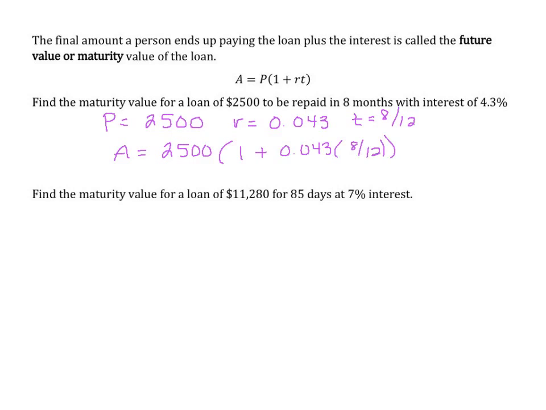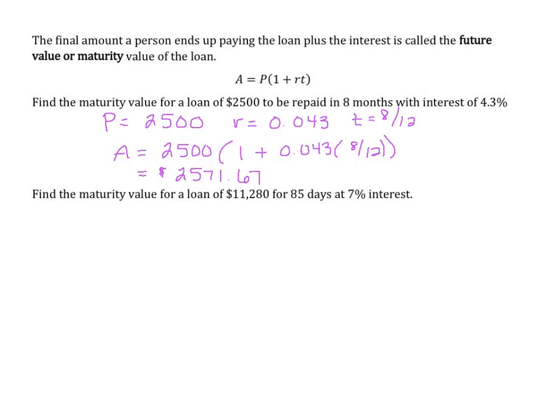So using your calculator, I would take 8 divided by 12, which will be a decimal, multiply that by 0.043, add that to 1, and then multiply that whole decimal by 2,500. So the amount that we're going to end up paying back is $2,571.67.